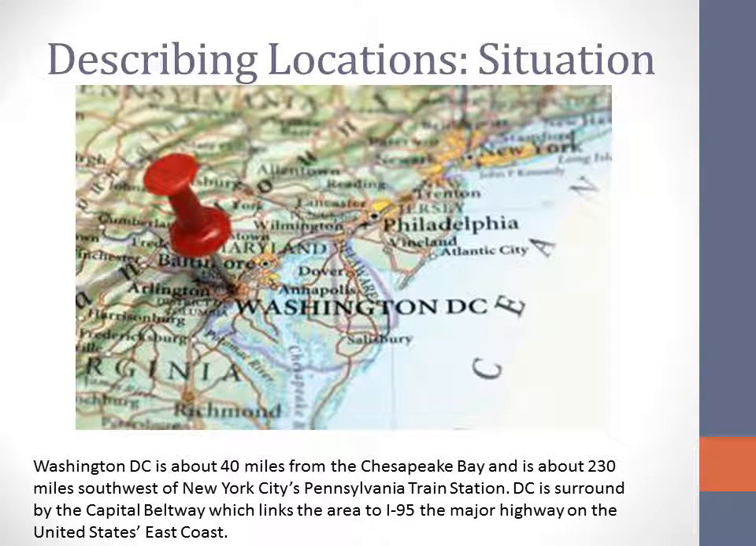This map places Washington, D.C. within a broader context or situation. Its location in relation to other parts of the East Coast, located near the Chesapeake Bay and the Atlantic Ocean, and to various river systems in the United States.